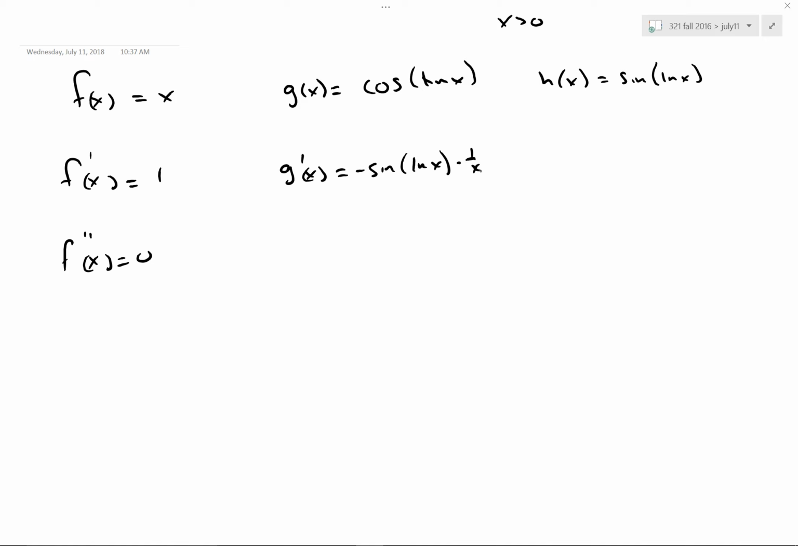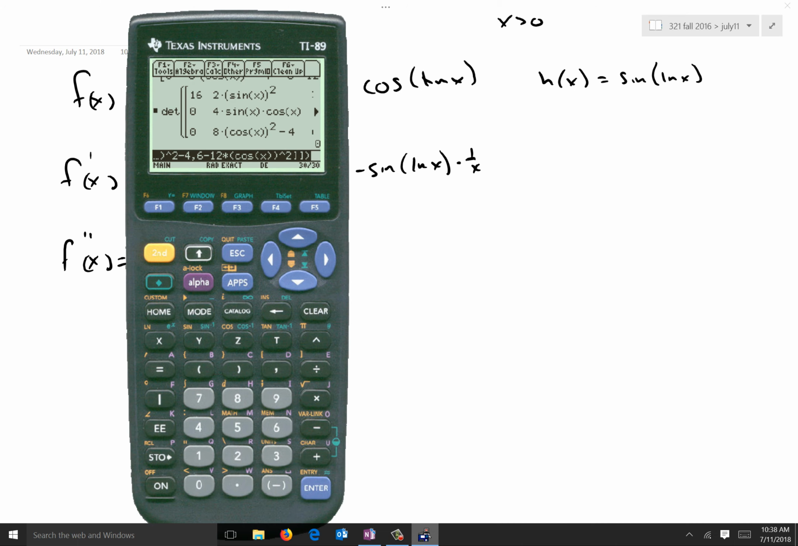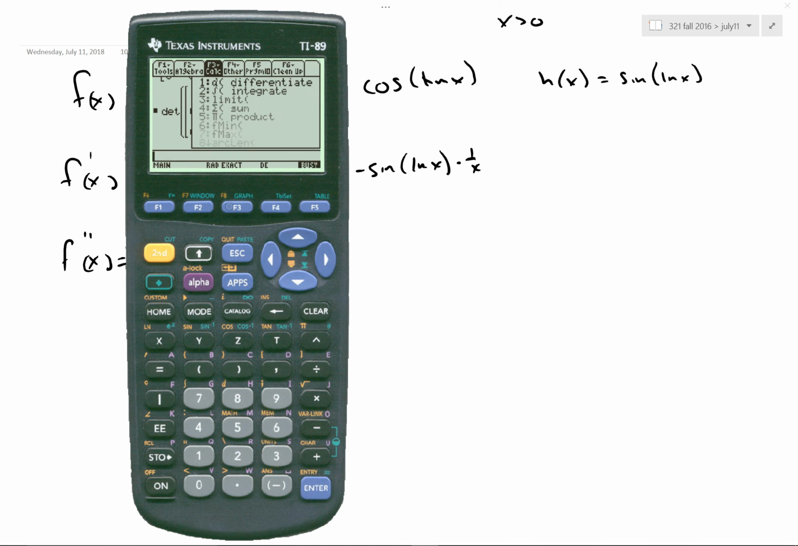Now, it's at this point that I'm like, in theory I can do that by hand, but I'm not going to. So I'm going to bring up my calculator and have it help me. Just take the derivative of the cosine of the ln of x with respect to x. And so that's what I got. Good for me. And then just come back into that parenthesis and put comma 2. And there's your second derivative.